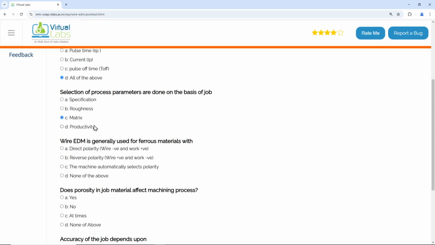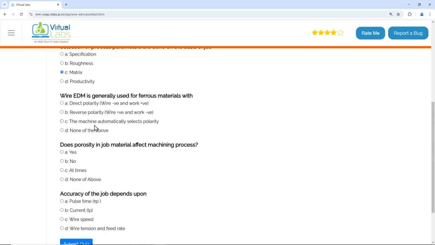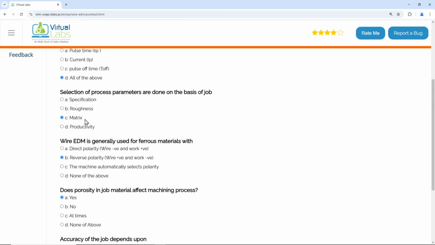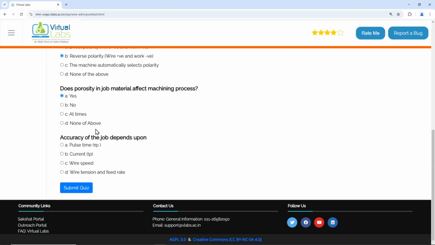Matrix is a major parameter here. Wire EDM is generally used for ferrous materials with reverse polarity, that is, the wire is positive and the work is negative. Does porosity in the job material affect the machining process? Yes, porosity does affect it. That is why we have put matrix as the important process parameter here. Accuracy of the job depends upon wire tension and feed rate.